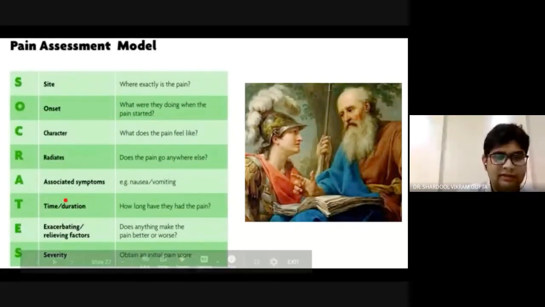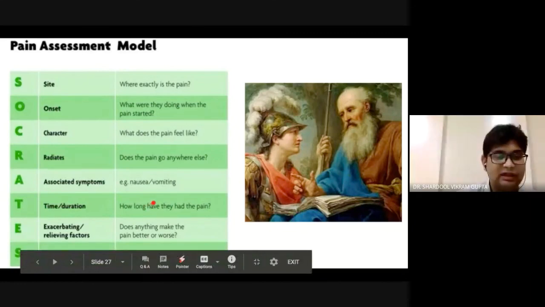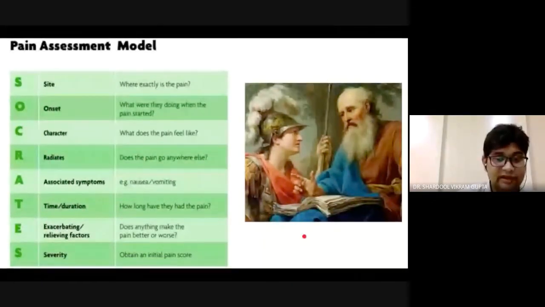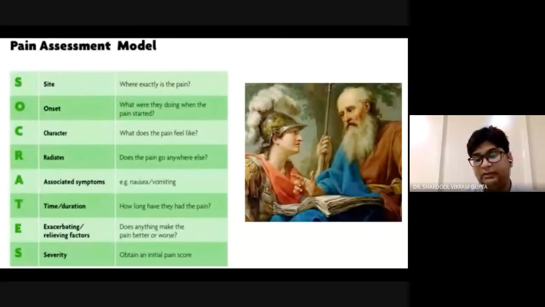T for time and duration: how long have they had the pain? E for exacerbating or relieving factors. And what do you mean by the last S? Severity of pain. If the patient is not able to tell you properly, then you ask the patient on a scale of 0 to 10, how would you grade your pain? You can carry a visual analog score along with you and show the patient, or just ask the patient on a scale of 0 to 10, 10 being the worst pain you can ever imagine, 0 being no pain, how would you rate your pain on this scale? This is known as the numeric rating scale.